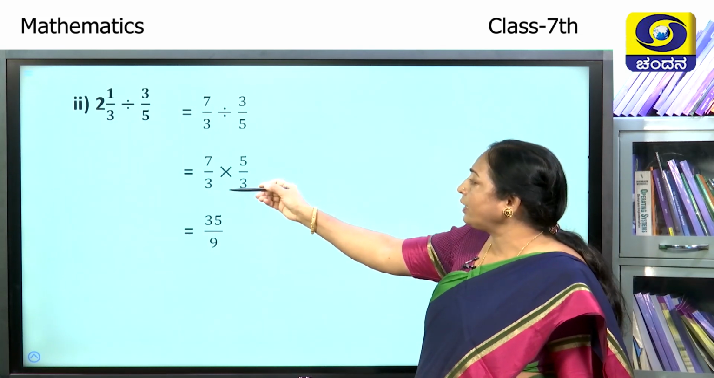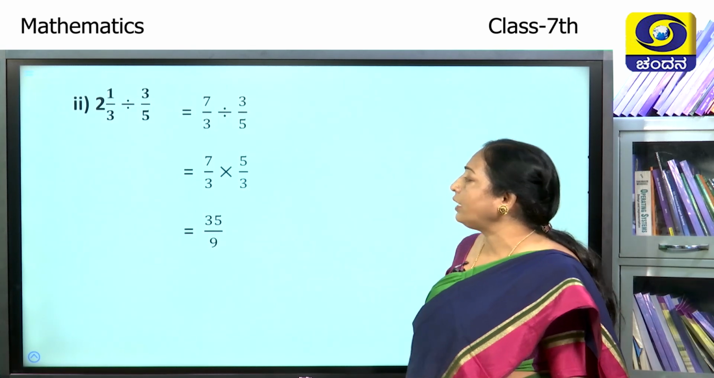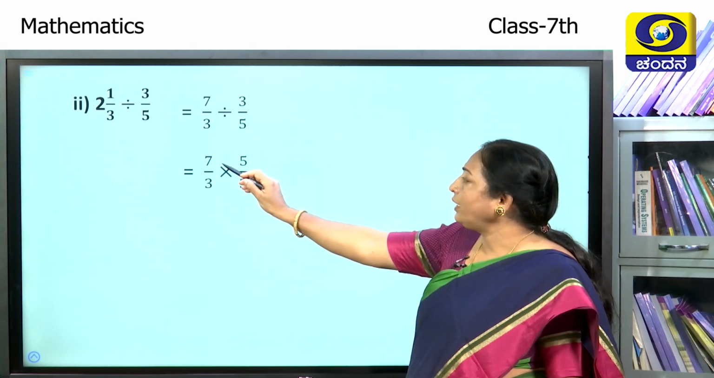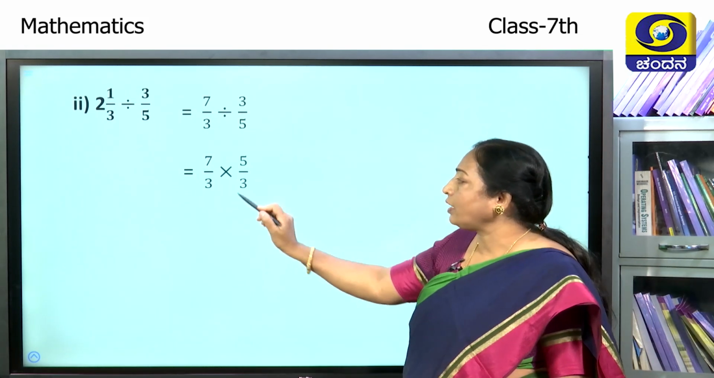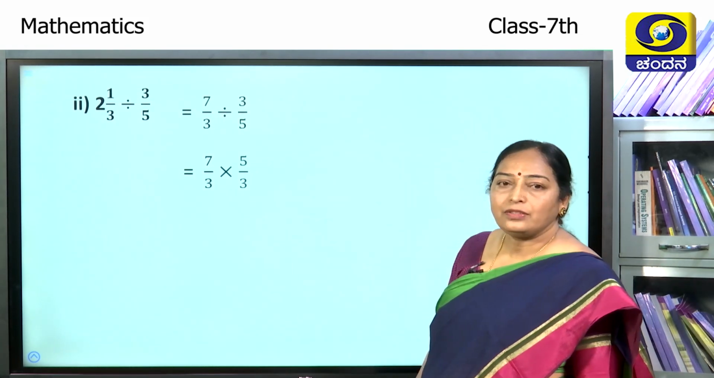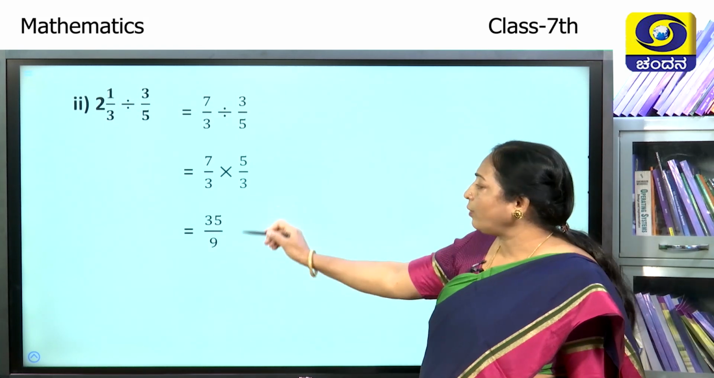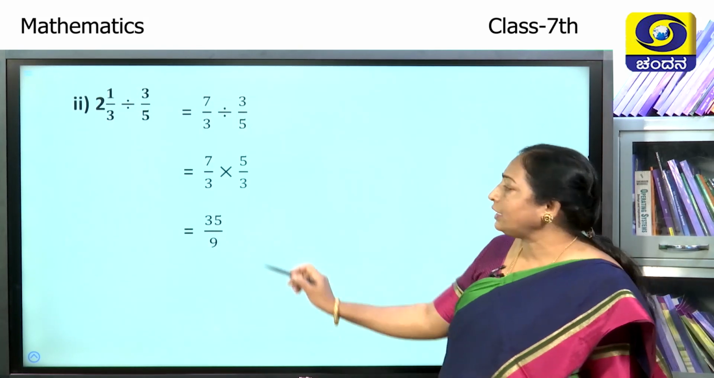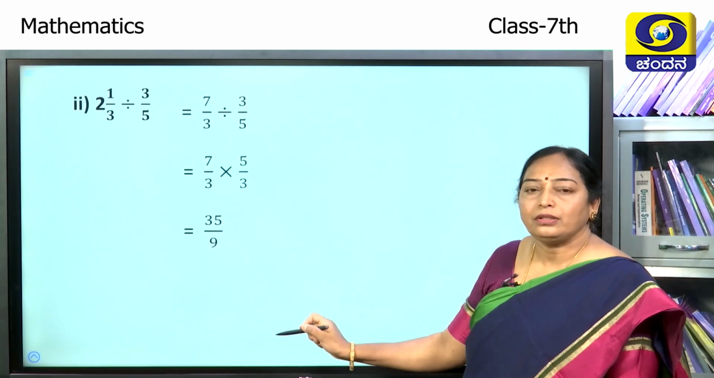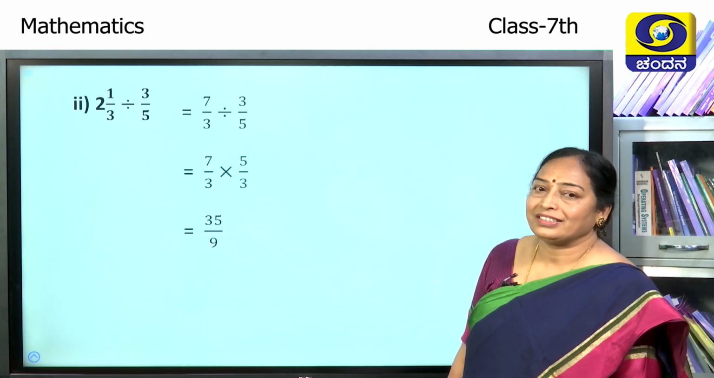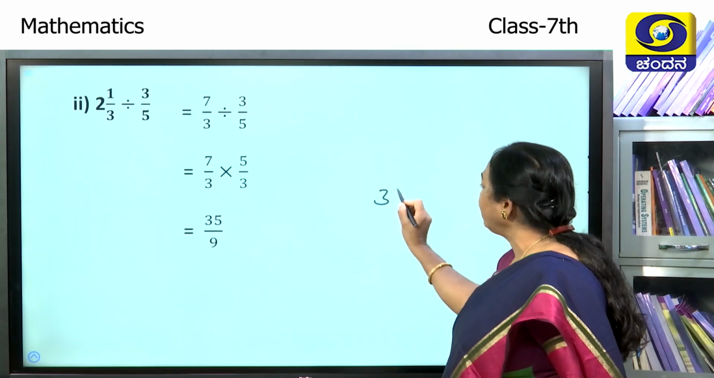Is there any common factor for numerator and denominator? No. We should multiply numerator and numerator, denominator and denominator. 7 5s are 35, 3 3s are 9. That is why we will get 35 by 9. It is in the form of an improper fraction. Therefore, we have to convert this into a mixed fraction. How do we get the mixed fraction here?